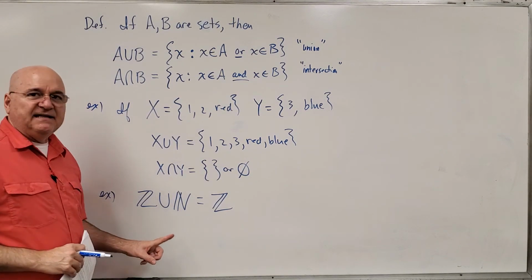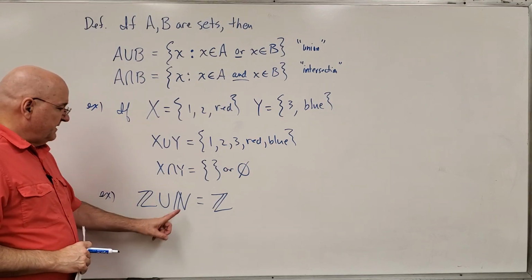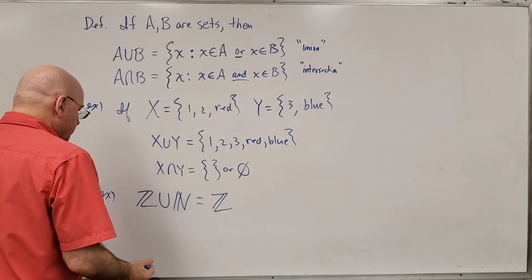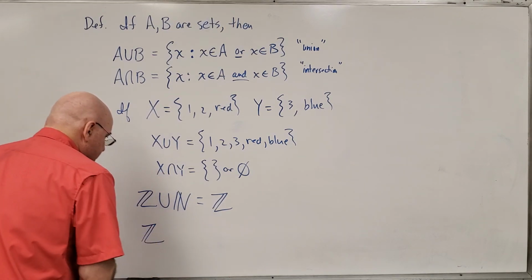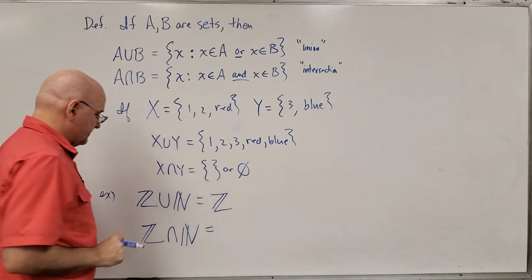This happens anytime one of the sets is a subset of the other. Natural numbers is a subset of the integers. And let's look at Z, the integers intersected with the integers.